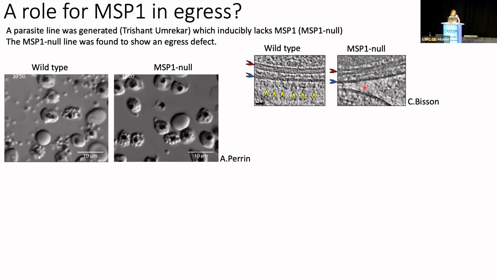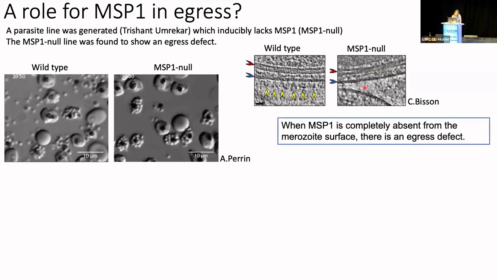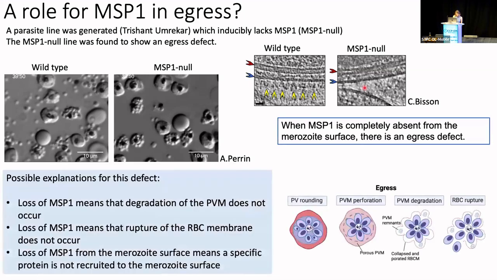Merozoites don't disperse normally, and egress seems sort of stunted. So when MSP1 is completely absent from the merozoite surface, there's an egress defect. And there are various possible explanations for this. Maybe MSP1 is involved in degradation of the parasitophorous vacuole membrane, or maybe it's involved in red blood cell membrane rupture, or maybe it simply acts as a scaffold to recruit other proteins to the merozoite surface for egress.